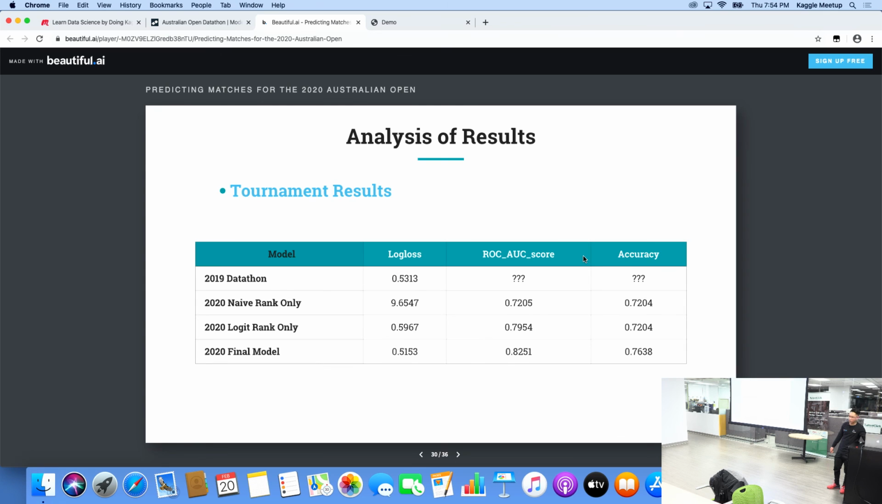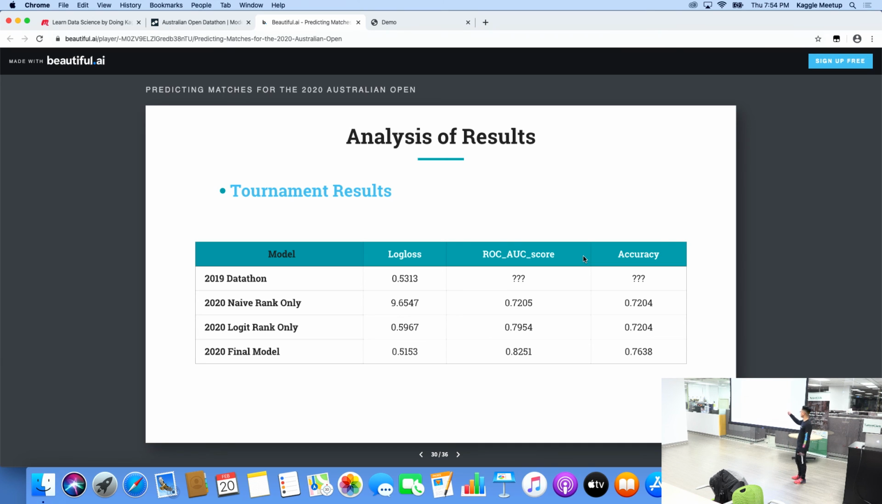So this is my final standings. I've included two benchmark models. One is an indicator function, the naive rank only. So it's just 1 if the player has high rank, 0 if they don't. In terms of accuracy, it does really well, which is kind of sad. The AUC score is obviously going to be the same because there's no sensitivity to it.